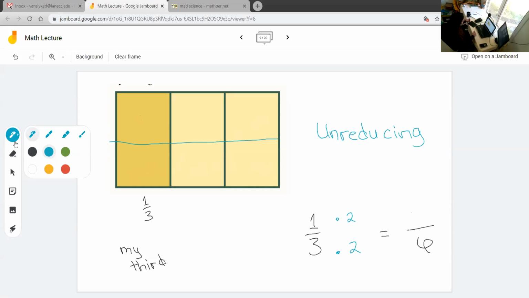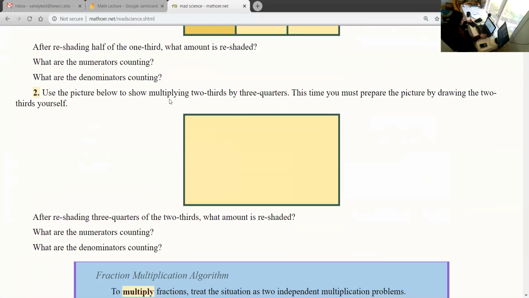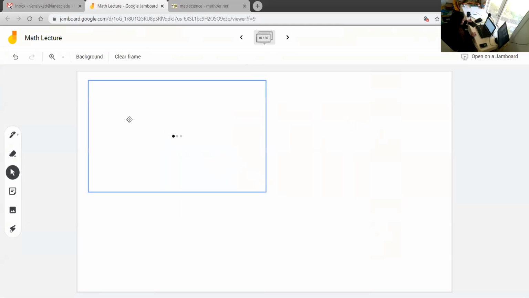Oh, I'm going to write in the wrong color. Okay, let's do another one because I messed up. I'm sorry about that. Now I've confused everyone, even the people whose pictures normally would help.